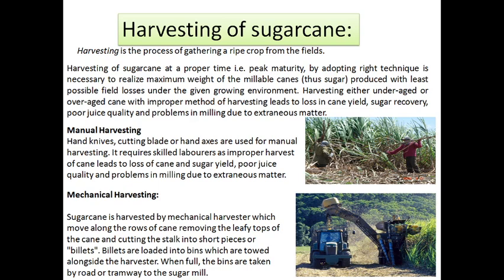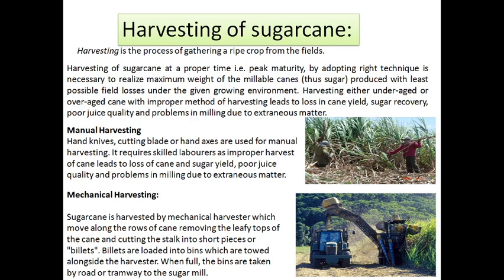And now next we have the harvesting of the sugarcane. When the crop is mature, it is harvested. This is cut from the fields and later it is processed. First of all, the harvesting is of two types. It can be manual and it can be mechanical.